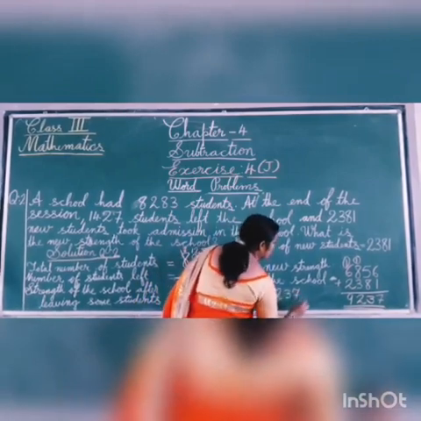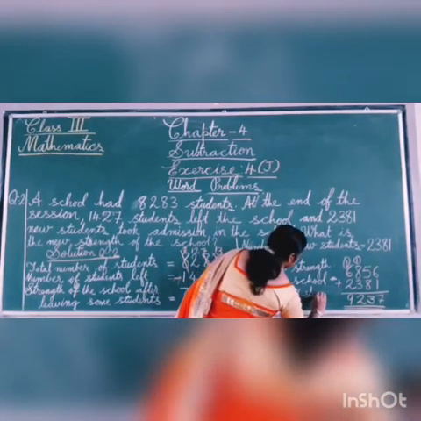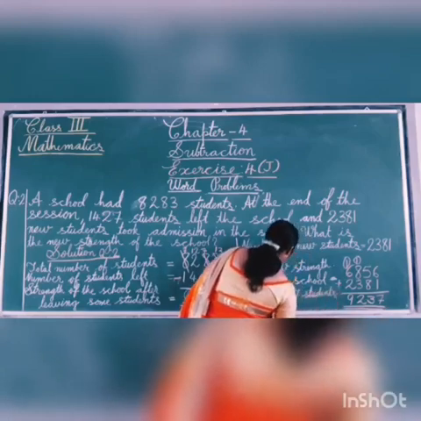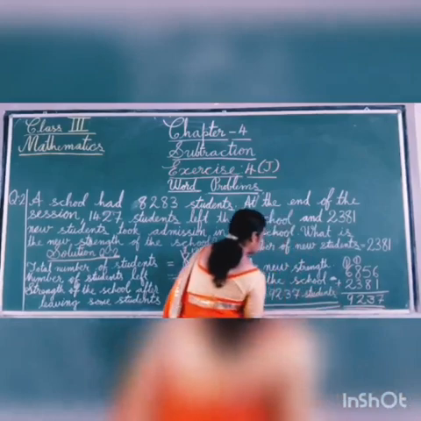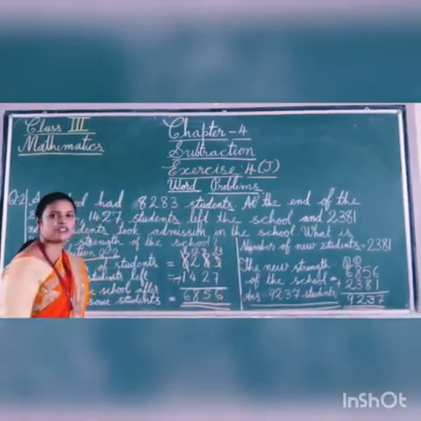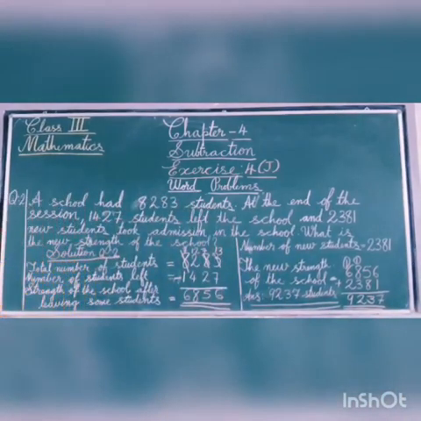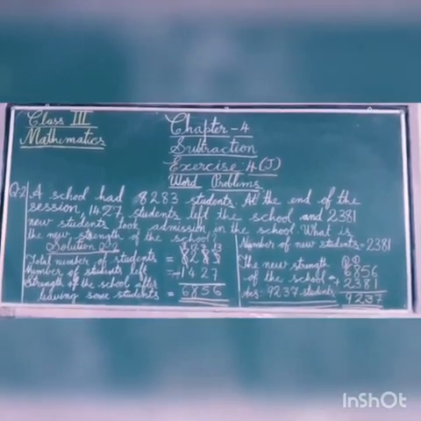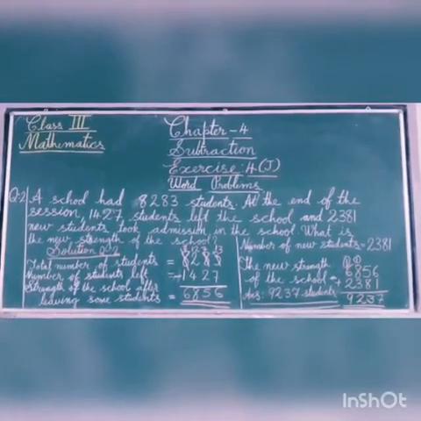9,237 students. There are 9,237 students in the school just now. Please check your answer once again. The solution: from the total number we have to subtract first the number of students left. Then we have to add the difference with the number of students newly admitted, and then we get the new strength of the school.